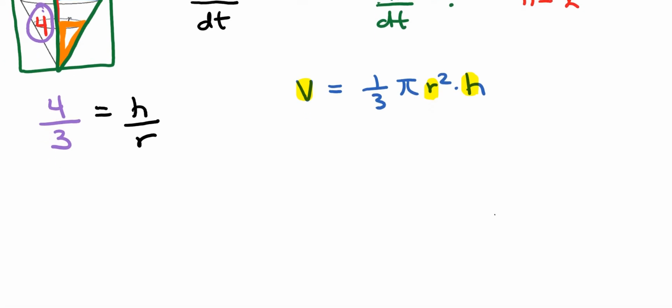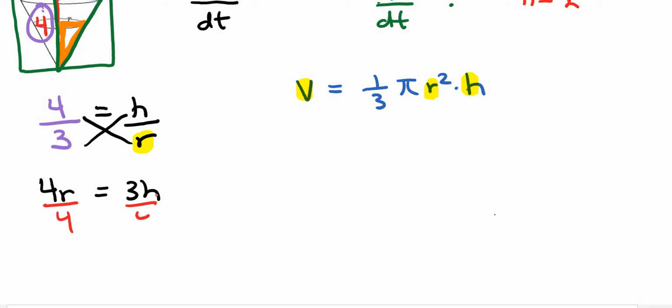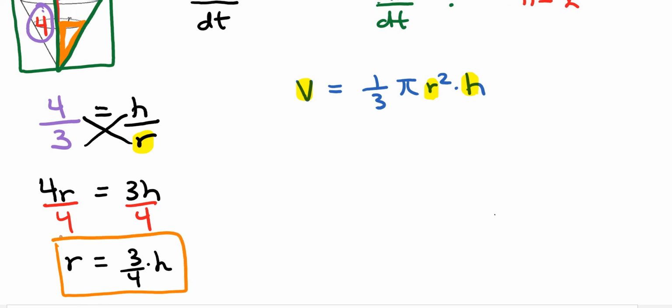Once we do that, let's go ahead and try to solve for r here. So let's do a crisscross. That's going to be 4r equals 3h, and then we divide both sides by 4, and my radius is going to be 3 over 4 times h. So we're going to use this radius. The radius is equal to 3/4 of the height, and we're going to replace the radius in our volume equation.